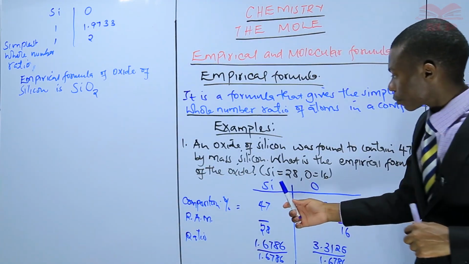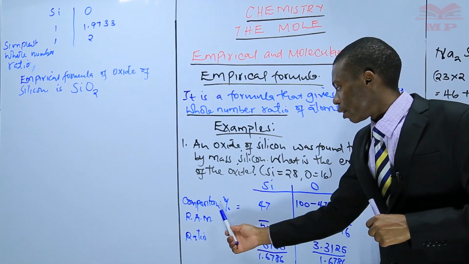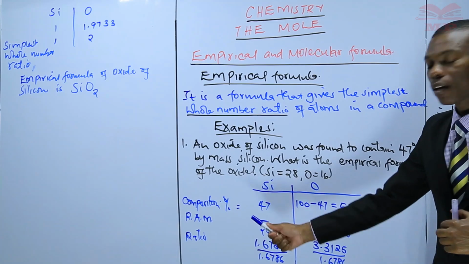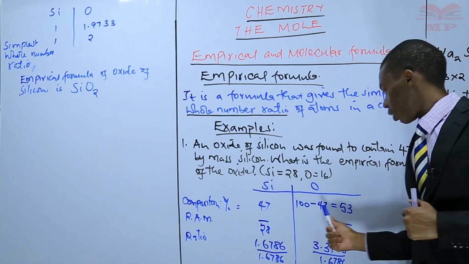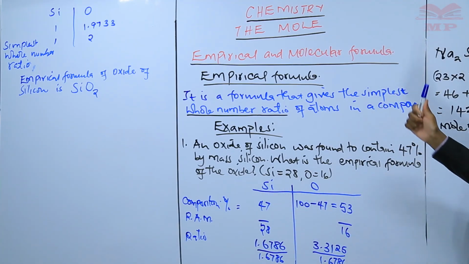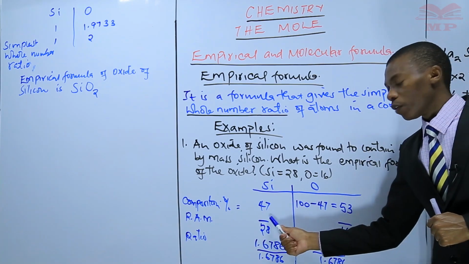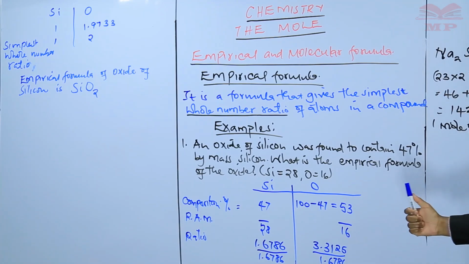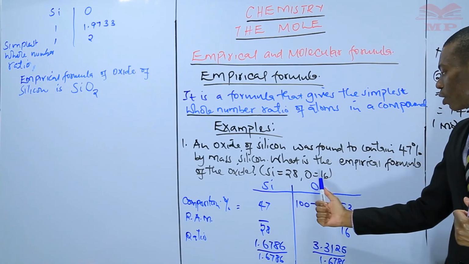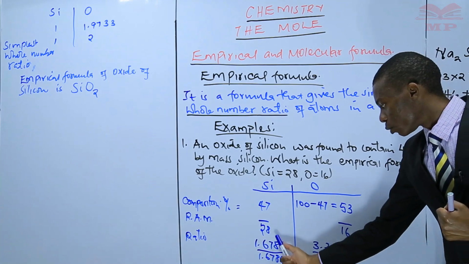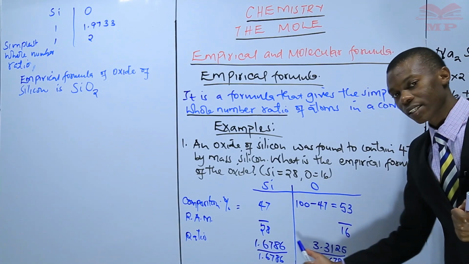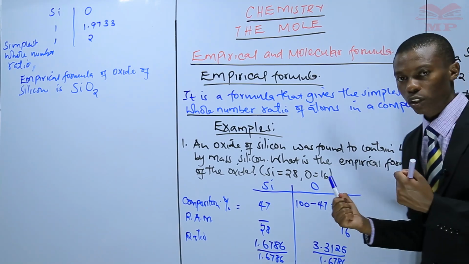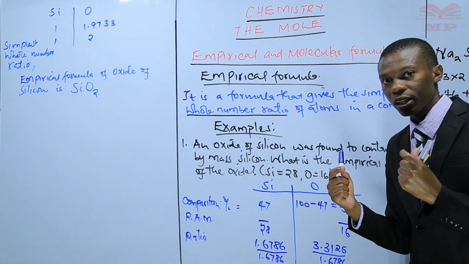You have the question, you get the composition by the percent composition, that for silicon is 47, the oxygen is 100 minus the percentage of silicon, which gives 43. Then after getting the percentage, you divide by the relative atomic masses. Silicon is 28, oxygen is 16. Dividing by 28, you get 1.6786. Then this is 3.3125. Once you get those ratios, you divide by the smallest.